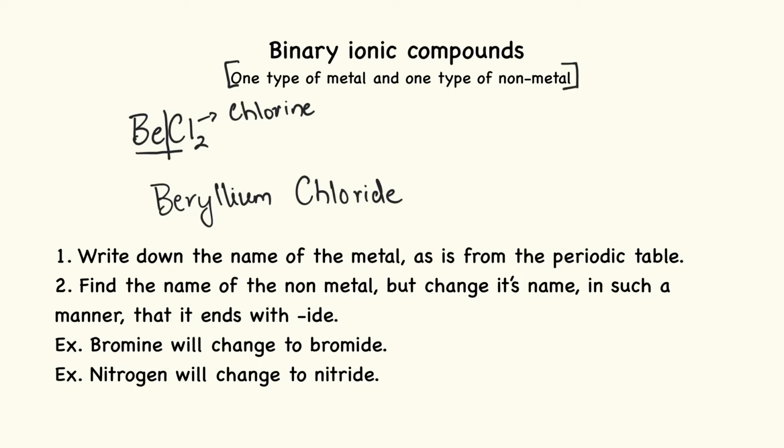And so we can summarize this process of naming binary ionic compounds in two simple steps. In step 1, you will write down the name of the metal without changing it from the periodic table. It could be sodium, potassium, iron, cobalt, nickel, whatever it might be. Step 2, you will find the name of the nonmetal from the formula and then change its name. And you have to make sure that you end the name of this chemical with the suffix "ide", okay? And that is very important. So, for example, bromine will change to bromide, nitrogen will change to nitride, sulfur will change to sulfide.